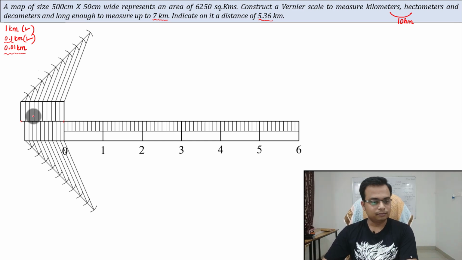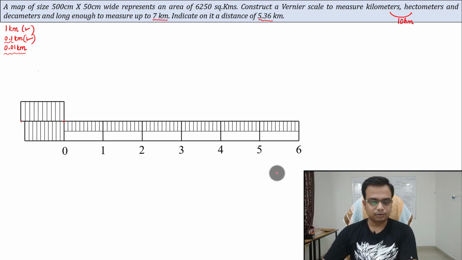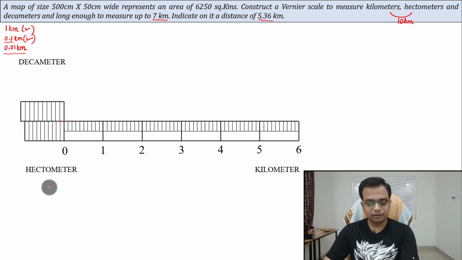Okay, now let me get rid of the construction stuff. So this is basically kilometers. Each division over here is representing 0.1 kilometer, which actually is 1 hectometer. Let me just write this: kilometer, hectometer, and here decameters.